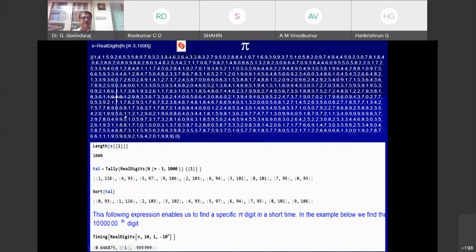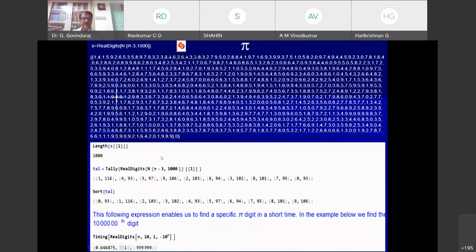You can have 10 power 2, 10 power 3, 10 power 4, 10 power 5, 10 power 6 digits. In fact, you can see up to the 10 power 6th decimal. What is the 10 power 6th decimal in pi? That has been found using Mathematica in a time of say 0.573 seconds. That number is 1.